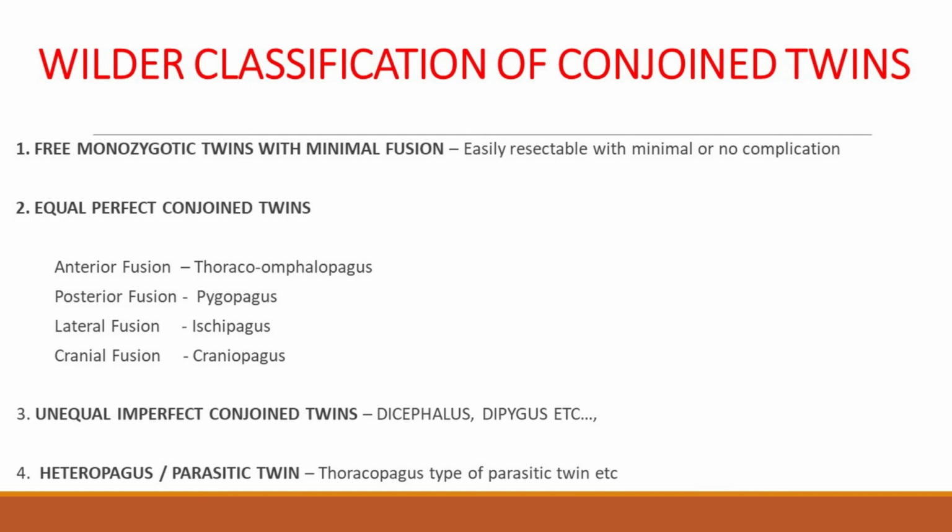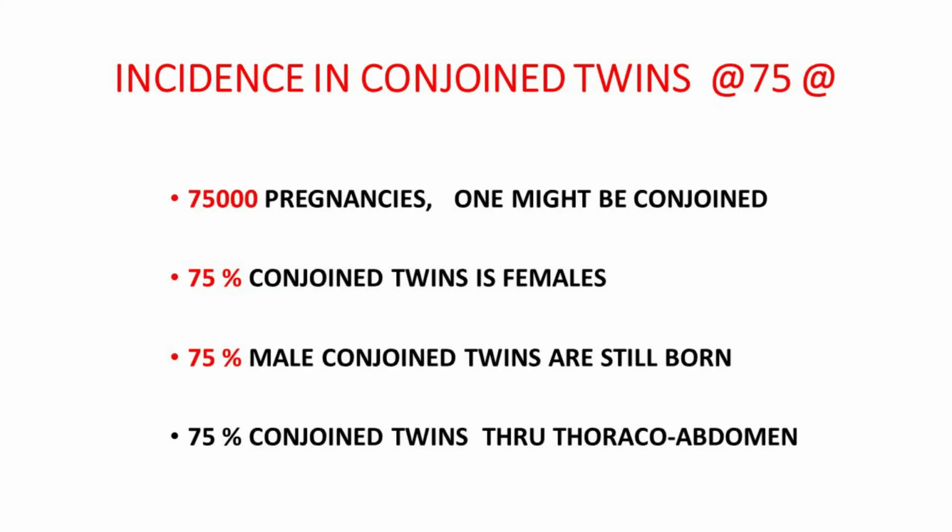I have to mention the fact that few authors include the fetus in fetu and the fetus with teratoma might be including them in the parasitic heteropagus type of conjoined twins. Now we'll come to the 75 number. Just for remembrance and easiness, I am taking this number 75. The first one, the incidence of conjoined twins during antenatal scan is almost 1 in 75,000 intrauterine pregnancies.